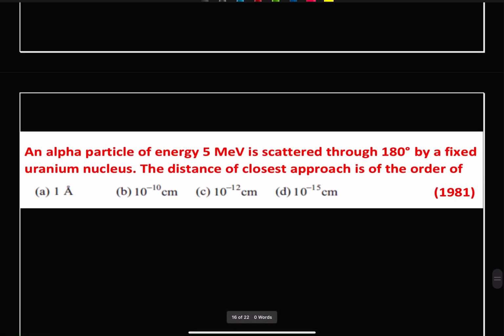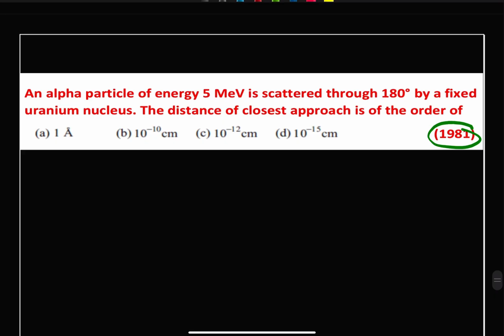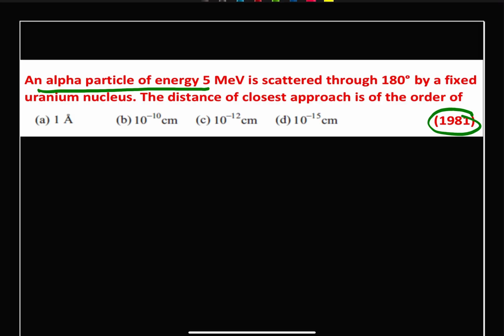It was also asked in the year 1981, and it states that an alpha particle of energy 1 mega electron volt is scattered through 180 degrees by a fixed uranium nucleus. The distance of closest approach is of the order of. Here we can use the conservation of energy principle, because as the alpha particle comes close to the uranium nucleus, there will be a decrease in its kinetic energy, resulting in an increase in the potential energy. So we can just write that basic principle.